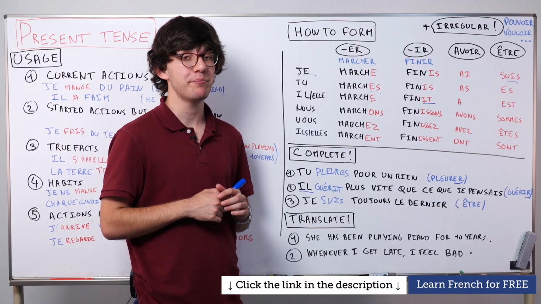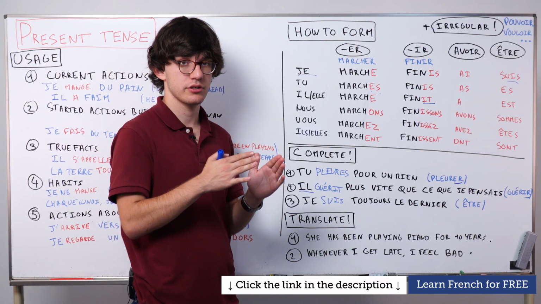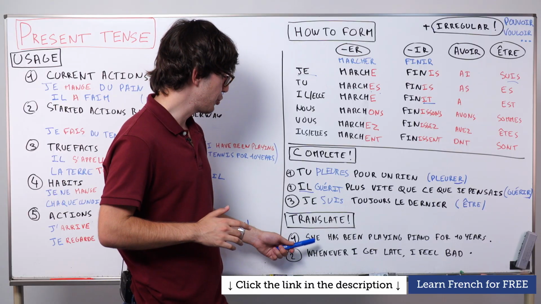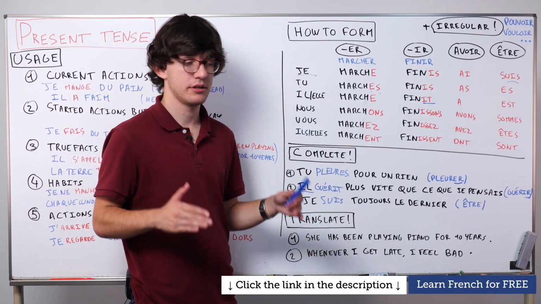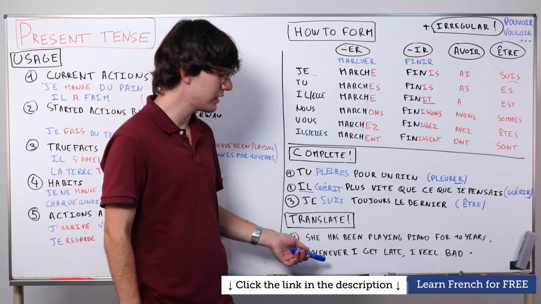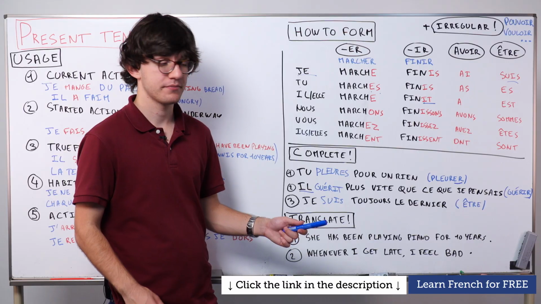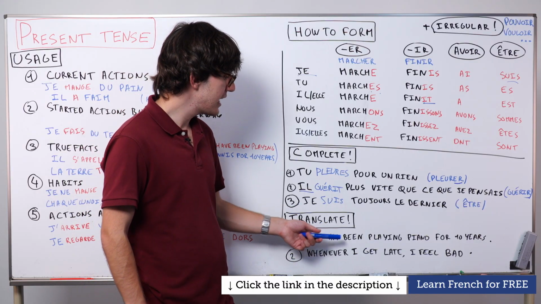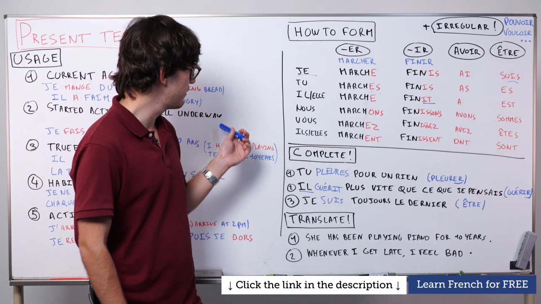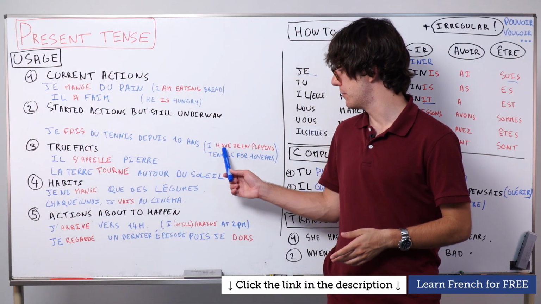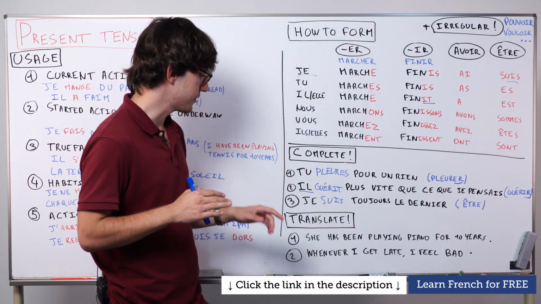The second one might be a bit more difficult. I want you to translate a sentence from English to French. So here, she has been playing piano for 10 years. And the second one, whenever I get late, I feel bad. The first one, she has been playing piano for 10 years, is using a pattern that we've seen before. Do you remember? Okay, so now I'm going to show you the answers.